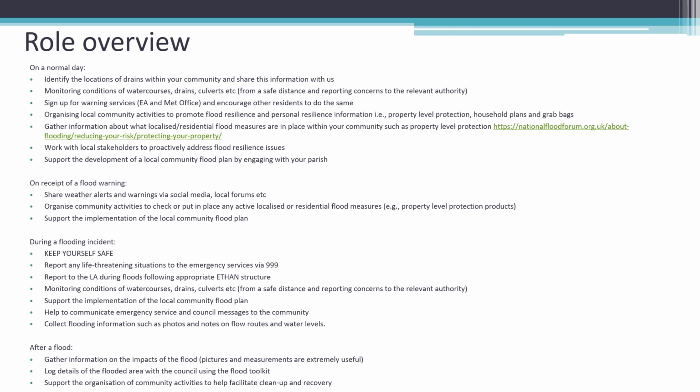Here I have provided a final overview of the flood warden role depending on the situation. Please read through these responsibilities. Remember that during a flood you must keep yourself safe. If you have any questions about your role, please do email me via the email address provided on the first and last slides.